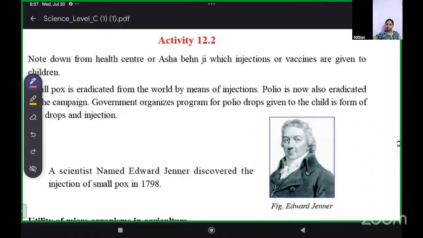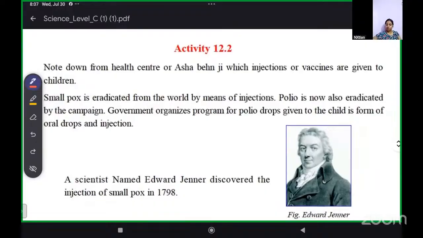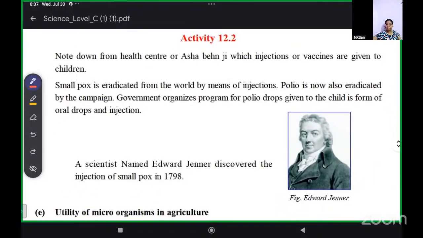Now, Ma'am, once my sister was playing with the cat. The cat scratched her on her finger, and then she asked about a vaccine. I think she got a vaccine, right? Yes, that is to prevent any infection from the cat scratch.